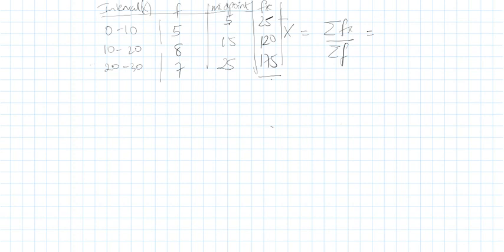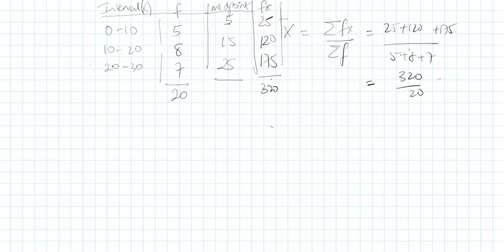So if you add all the fx values, 25 plus 120 plus 175, you get 320. And if you add all the f values, because we need to find the sum of f in the denominator, so 5 plus 8 plus 7, you get 20. So the mean becomes 320 divided by 20, which is 16. All right. So that's how you work out the mean if you have a frequency table.